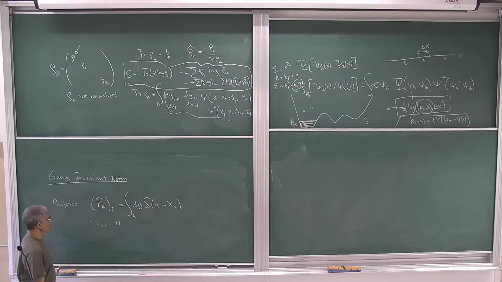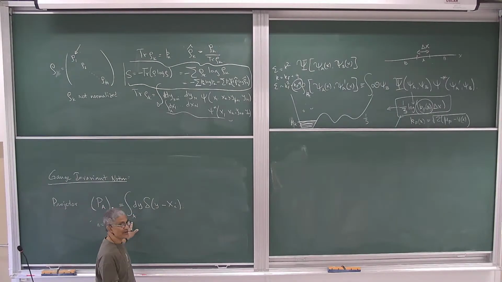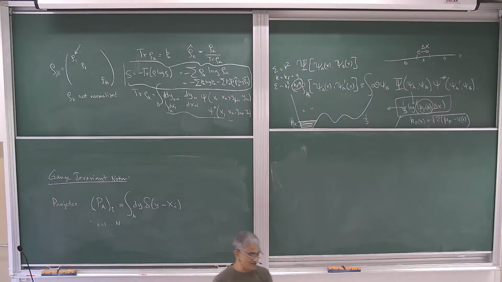So what does it do? This thing tests whether x belongs to A. Then this delta function is 1, otherwise it's 0. So it's like a theta function. It's basically called an indicator function, which is 1 in the interval, 0 outside.